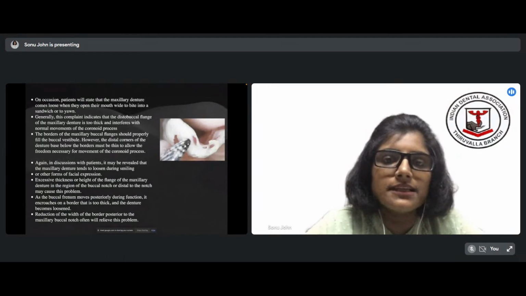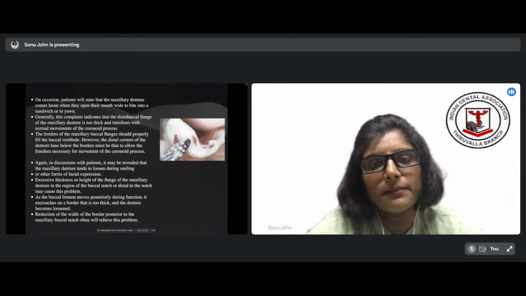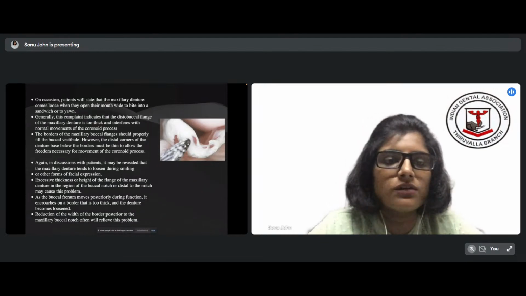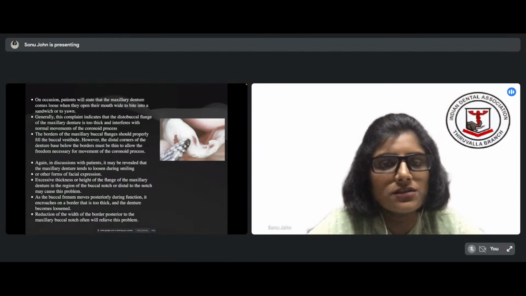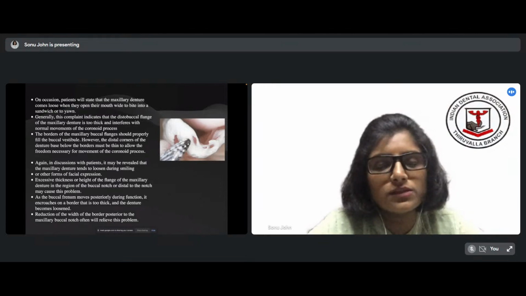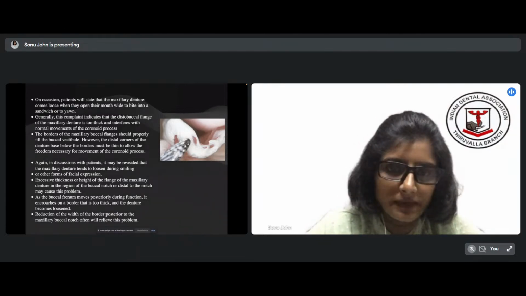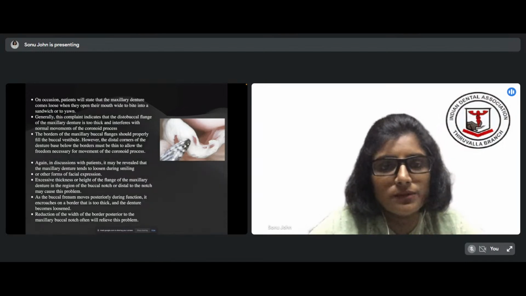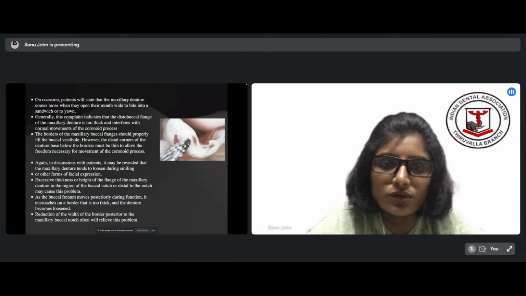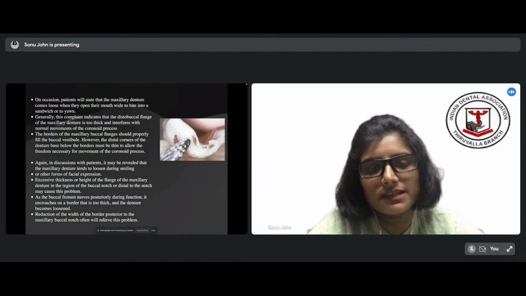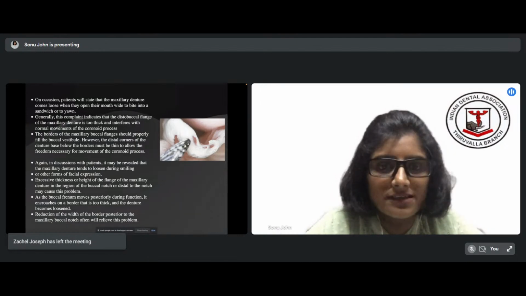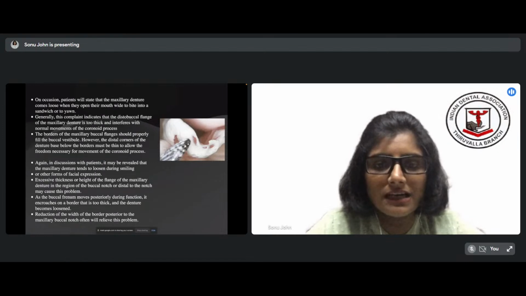Now, on occasion, a patient will state that the maxillary denture becomes loose when they open their mouth wide to bite into a sandwich, or when they yawn wide, and the maxillary denture gets dislodged. Generally, this complaint indicates that the distobuccal flange of the maxillary denture is too thick, and that interferes with the normal movement of your coronoid process. The border of the maxillary buccal flange should properly fill the buccal vestibule. However, the distal corner of the denture base below the border must be thin to allow the freedom necessary for movement of the coronoid process. So always make sure your distobuccal flanges are thin, because you need to allow free movement of the coronoid process during function, otherwise the denture tends to dislodge.